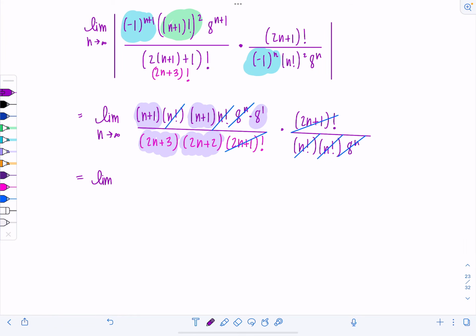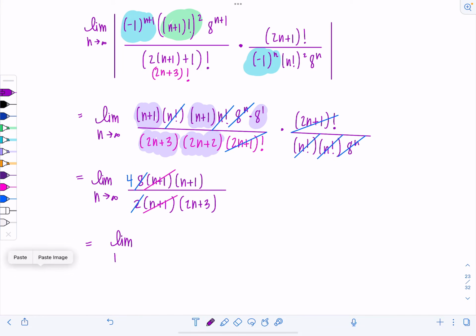Survivors, gather round. Limit as n goes to infinity. I'm going to put the 8 in the front, and then we have (n+1)(n+1). In the bottom, I have 2n+3, and then 2n+2 is 2 times (n+1). Cancel, cancel. I can cancel the 2 and the 8. Now this is a 4. So we have the limit as n goes to infinity of (4n+4) over (2n+3). I can already tell this is going to go to 2 if I just look at the ratio of the leading coefficients, but if your teacher's a stickler, here we go, dividing by n.